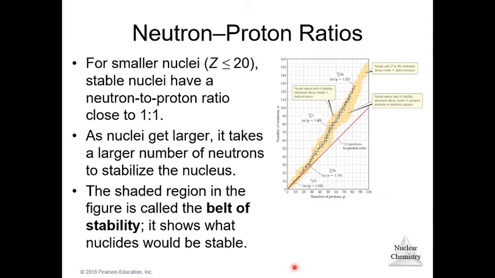Now what's important to stability is your ratio of neutrons to protons. If you have a small nucleus, 20 or smaller, a stable nucleus will have a ratio of 1:1 for neutron to proton. When you get bigger than 20, you need more glue, meaning more neutrons to hold everything together. So when you get over here to these bigger elements with bigger nuclei, your ratio needs to get closer to 1.5 to 1.